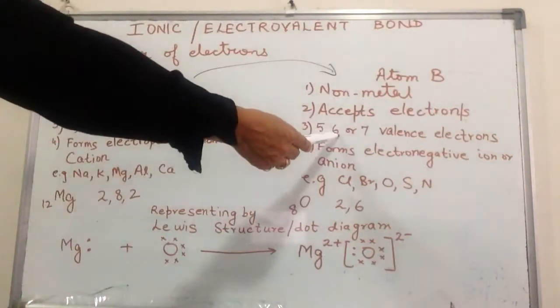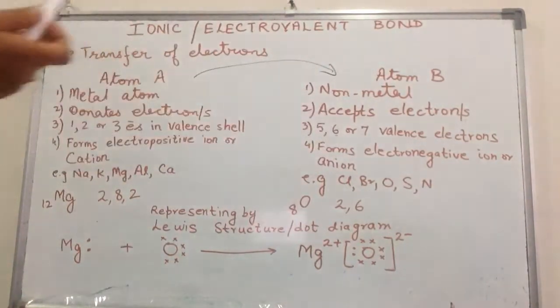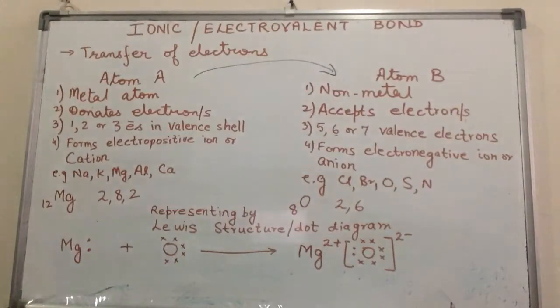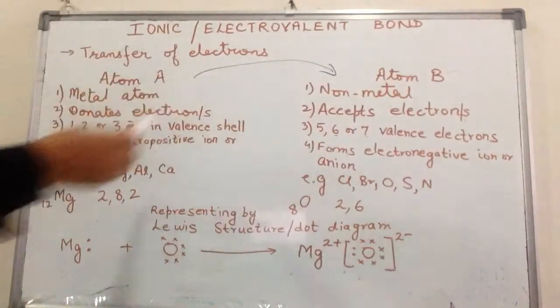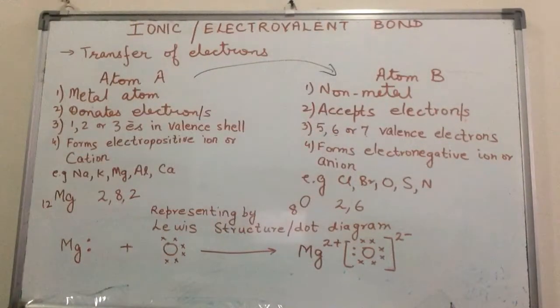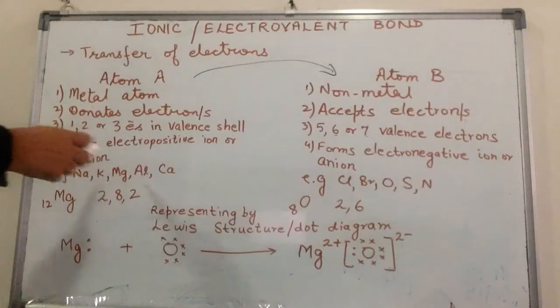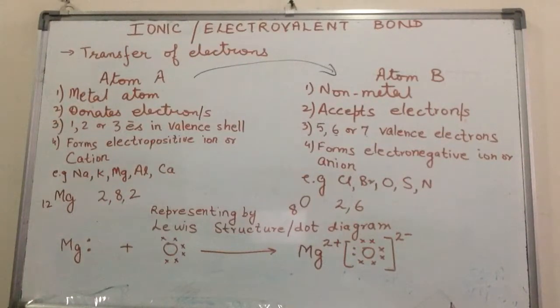If it has 6 electrons in its valence shell, in order to complete the octet, in order to have 8 electrons in its valence shell, it needs 2 more. If it has 7 electrons in its outermost shell, it needs only 1 electron to complete its octet. The atom which donates electrons will now have an extra positive charge. In other words, it is short of electrons.